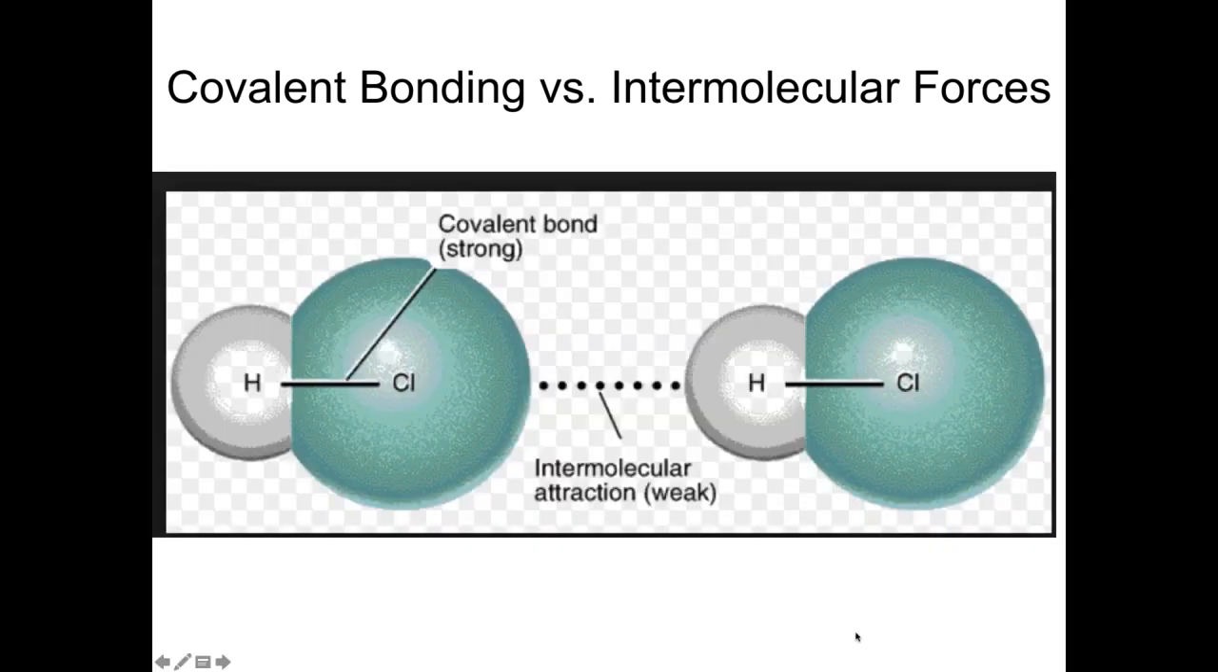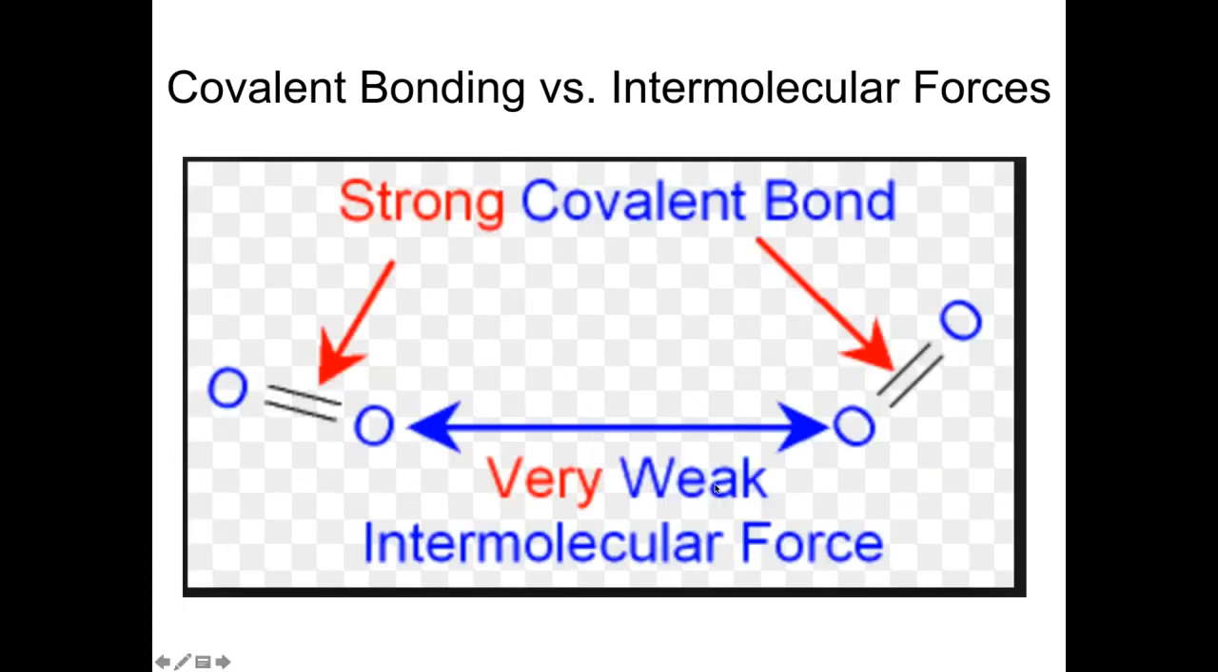So this diagram here shows you those differences. So you can see this is going to be the intramolecular bond between H and chlorine. And then this one here has an intramolecular bond between this hydrogen and this chlorine. And then the intermolecular force is this weak attraction that's not an actual bond, it's a weak attraction between these two hydrogen chloride molecules.